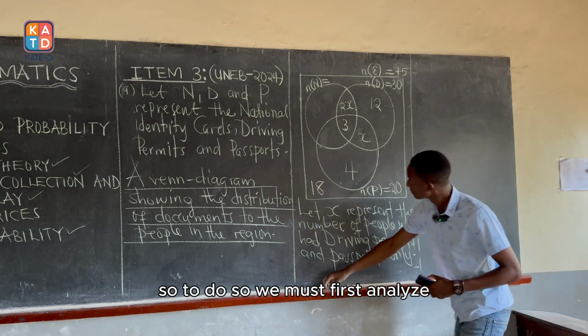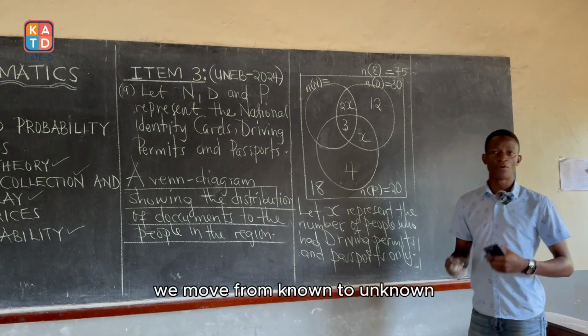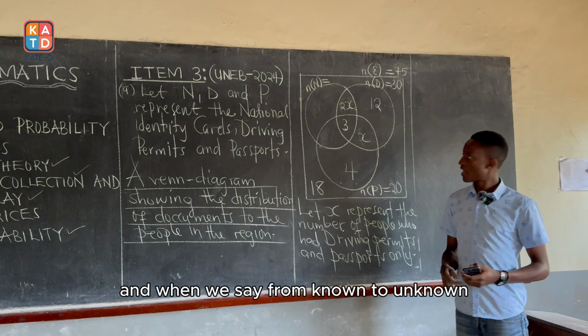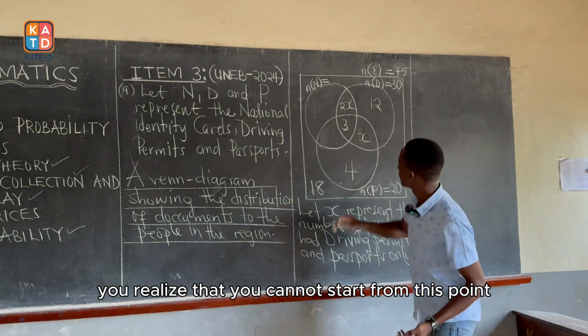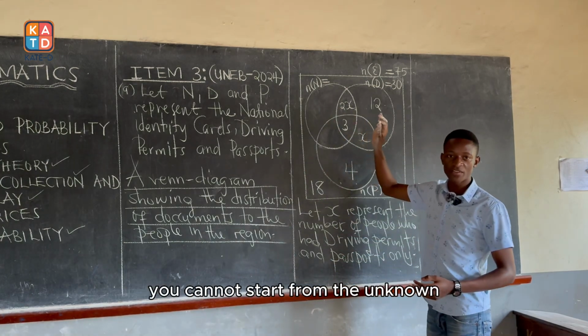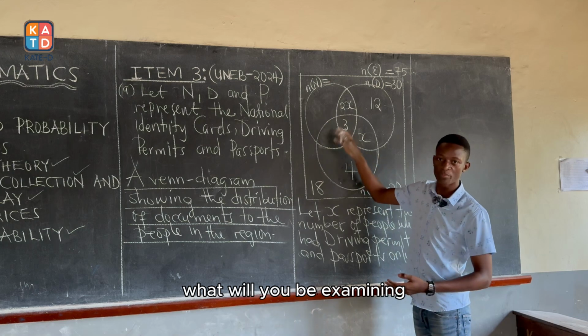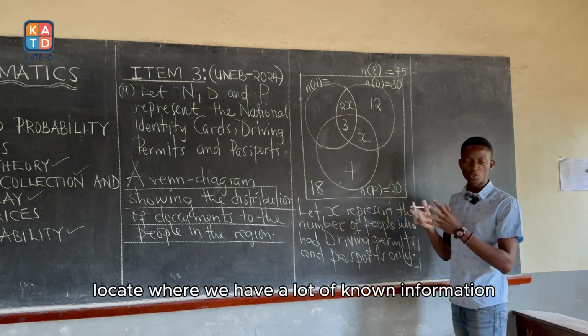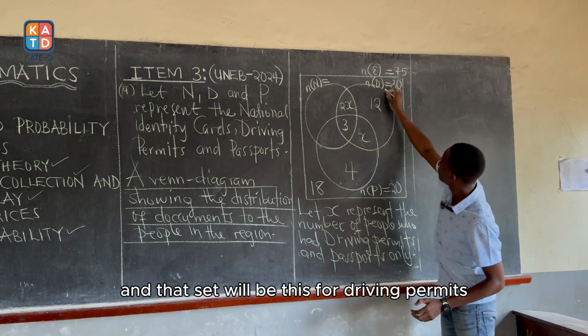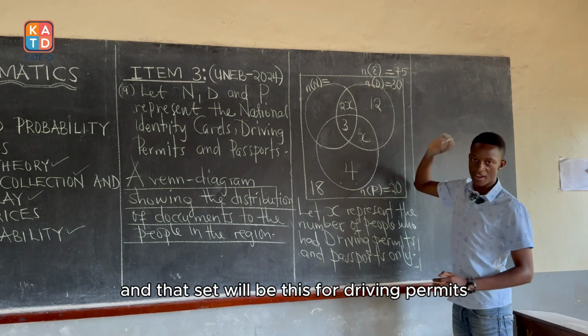To do so, we must first analyze. We move from known to unknown. And when we say from known to unknown, you realize that you cannot start from the unknown. What will you be examining? So the best way is to locate where we have a lot of known information. And that set will be this one for driving permits.